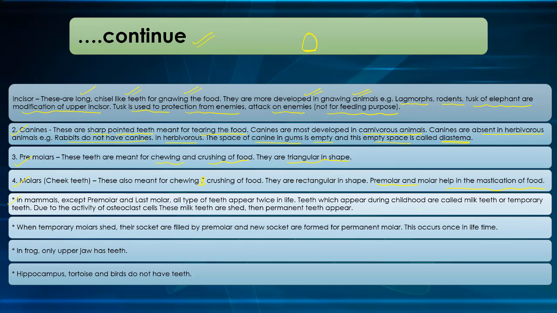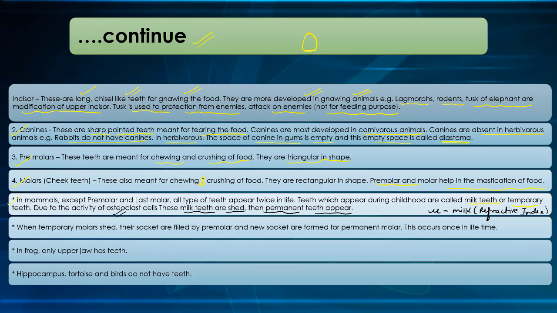Teeth which appear during childhood are called milk teeth or temporary teeth. Why are they known as milk teeth? Because the refractive index of milk teeth matches that of milk. Due to the activity of osteoclast cells, the bone resorbing cells, these milk teeth are shed and then permanent teeth appear.